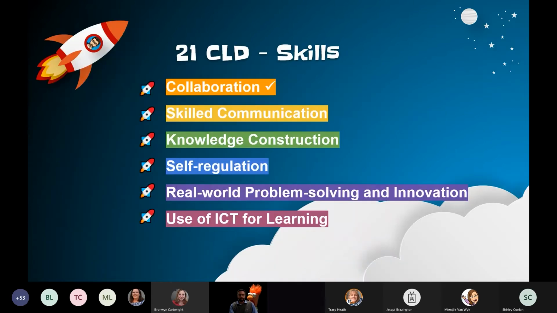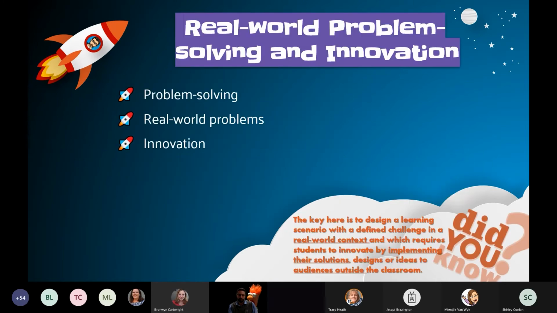So a quick overview of the 21 CLD skills again. It's collaboration, which we did last week, and skilled communication is still coming. Knowledge construction will happen today. Self-regulation will come in the future, and today we'll do real world problems and then use of ICT. So let's get started with real world problems.